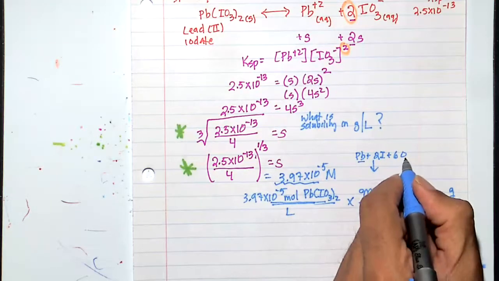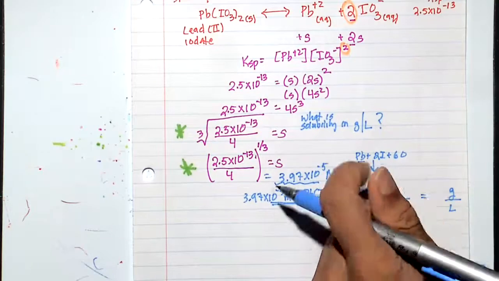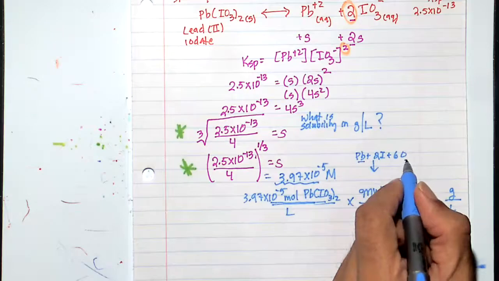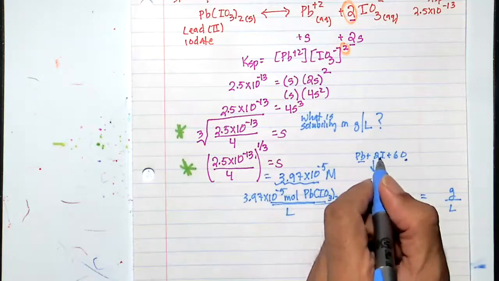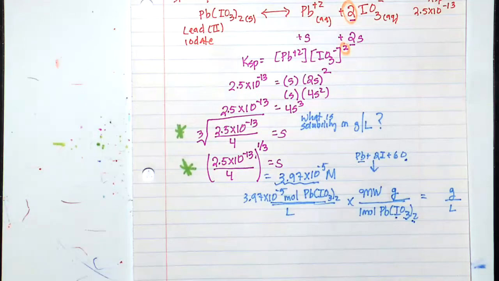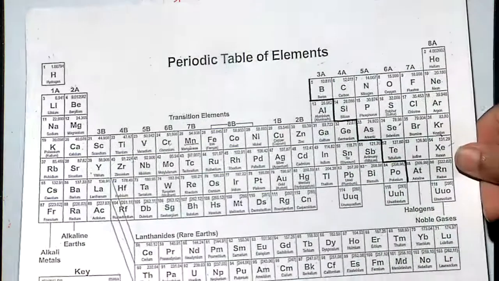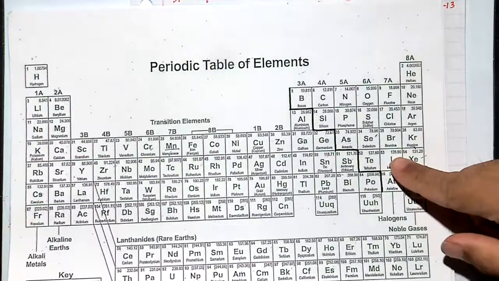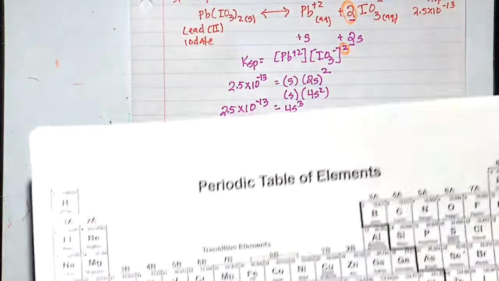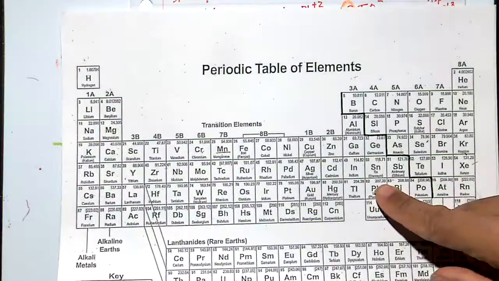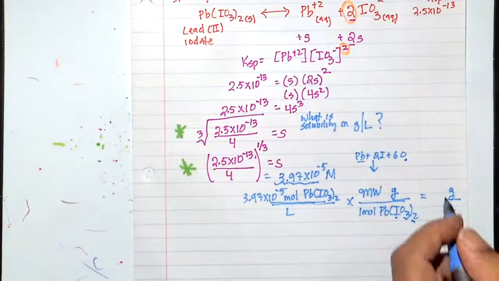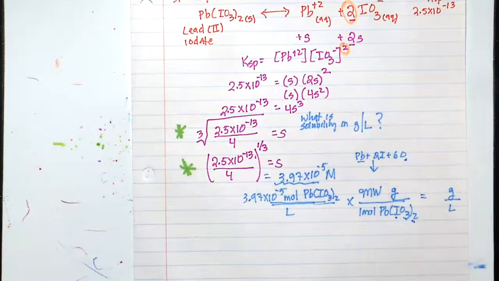Oxygen is 16. Iodine, you can look it up in the periodic table. Oxygen is 16.01. Iodine is 126.90. And lead is 207.20. So you'll have to add them up. The molecular weight. And that will give you the answer in units of grams over liters.